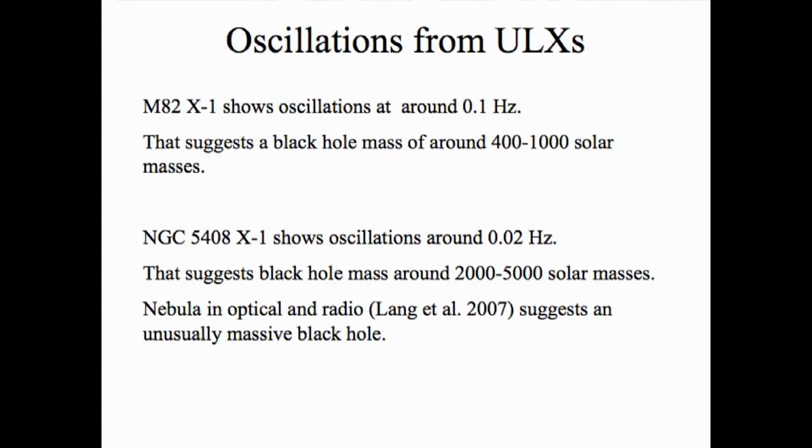In fact, if you do it numerically, those frequencies suggest a black hole mass of around 400 to 1,000 solar masses. There's another object, which I like to study also along with our colleague Cornelia Lang, also in the physics and astronomy department, called NGC 5408 X-1. It shows even lower frequency oscillations, found by Todd Strohmayer of NASA Goddard Space Flight Center. Those suggest a black hole of a few thousand solar masses.